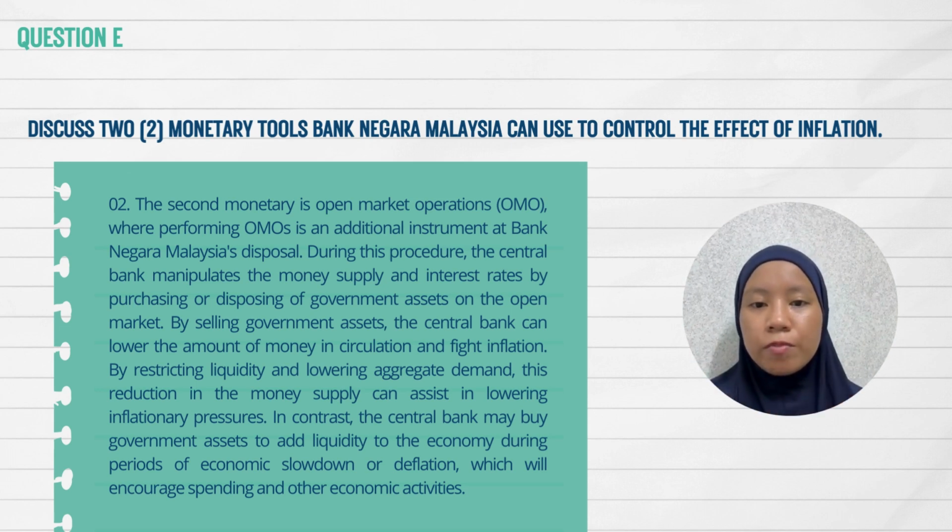Firstly, what is open market operation, which is OMO? OMO are tools used by Bank Negara Malaysia to control the money supply and interest rates. It involves buying or selling government assets on the open market.